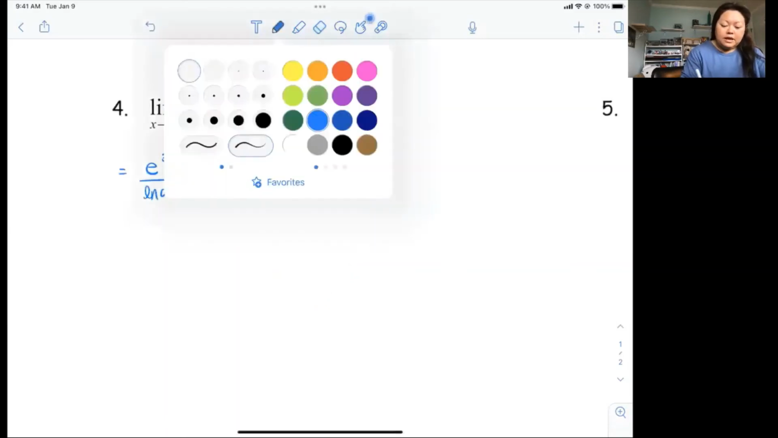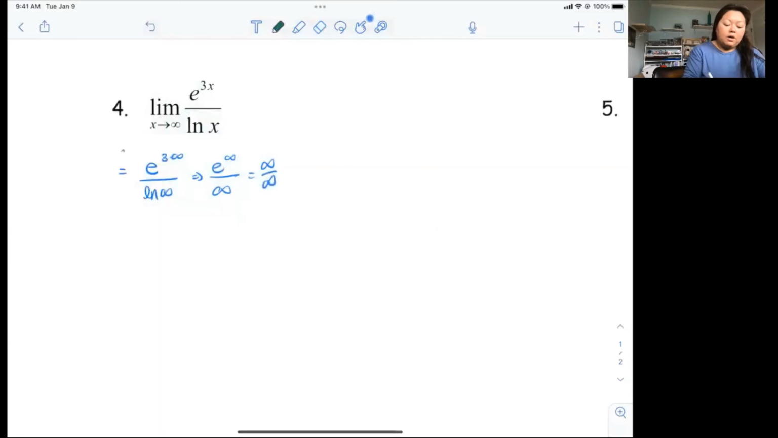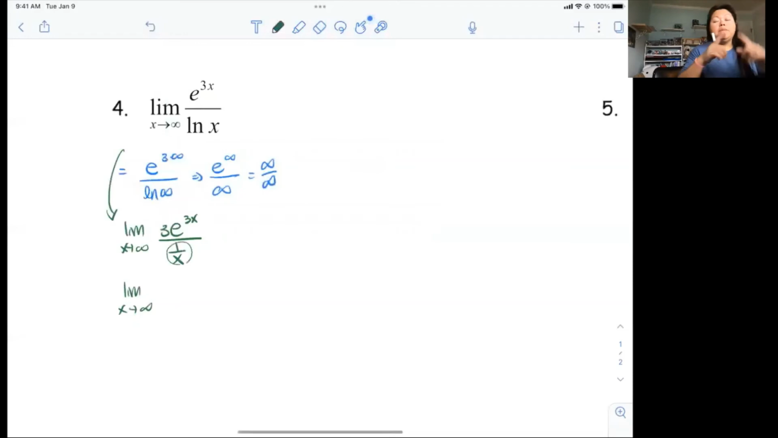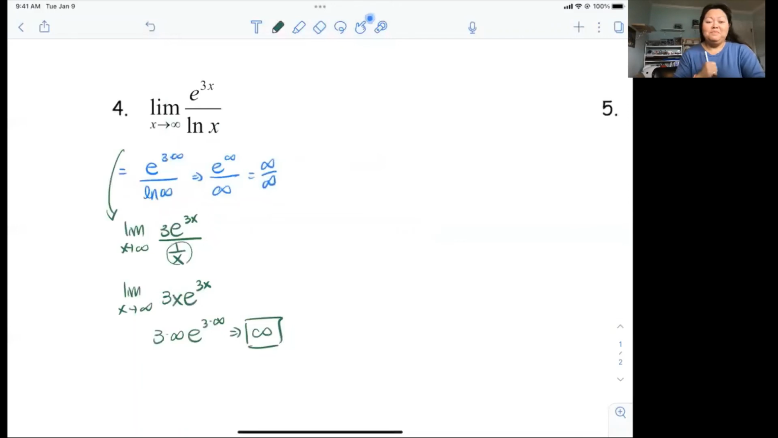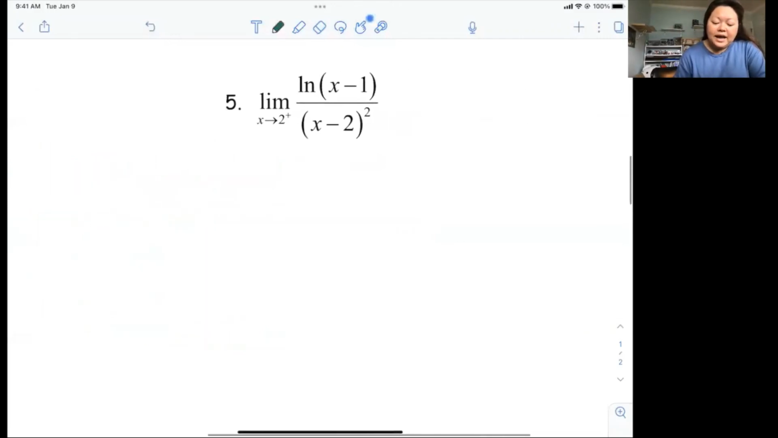Okay, all right, then we can go ahead and apply L'Hopital's rule. Limit as x approaches infinity. The derivative of e to 3x is e to 3x times 3. The derivative of natural log of x is 1 over x. So clean that up because I don't want to keep it like that. Instead of dividing by 1 over x, you're multiplying by a reciprocal, so multiplying by x. So you get 3x e to the 3x. Plug in infinity: 3 times infinity, e to 3 times infinity, infinity, infinity, infinity. My answer is infinity.